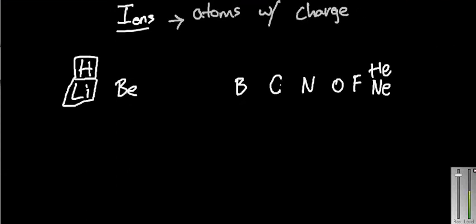So essentially what's happening here is each one of these elements is going to have some form of charge when it's an ion. And just to give you an idea, ions are basically atoms, and this is a gross oversimplification, but atoms with some form of charge on them.